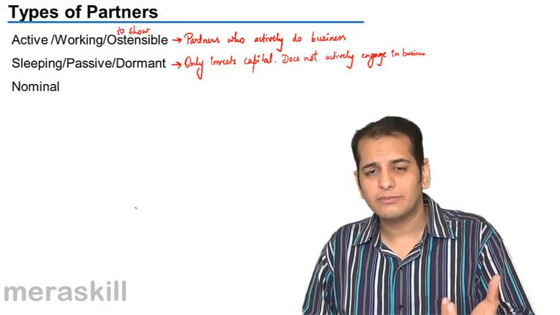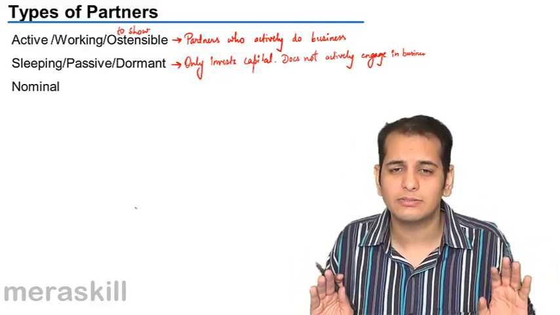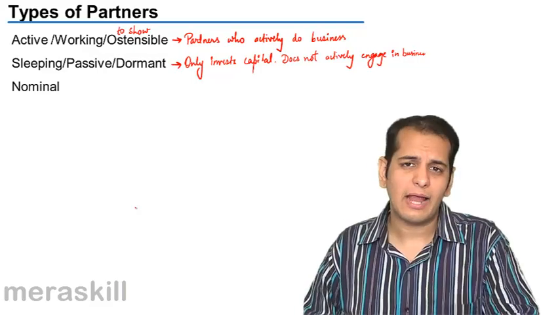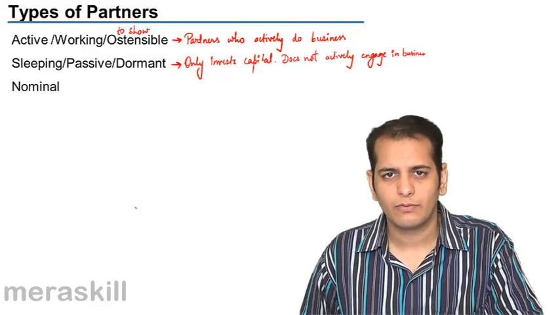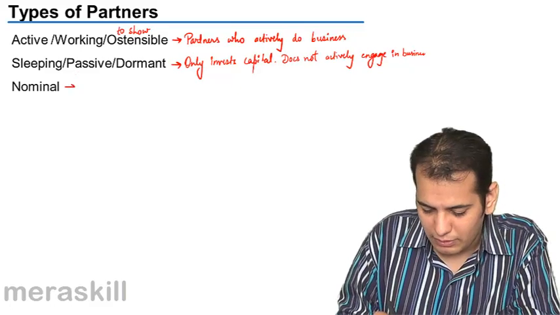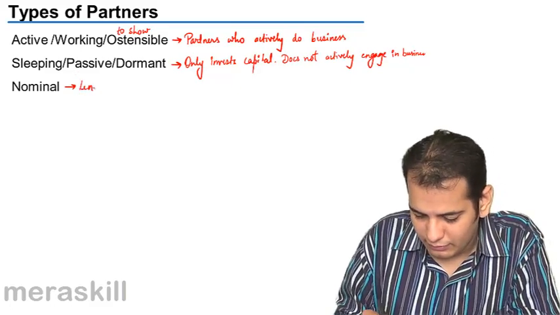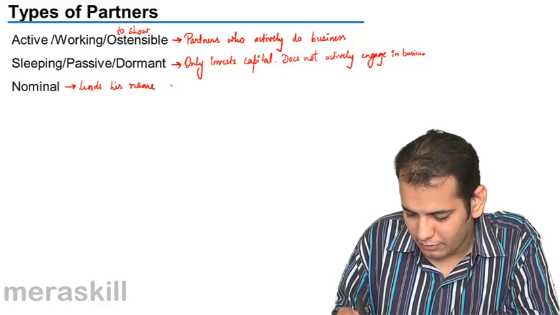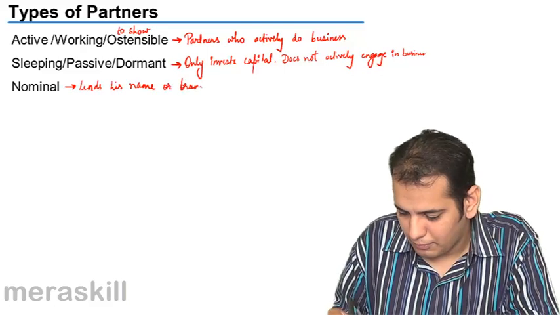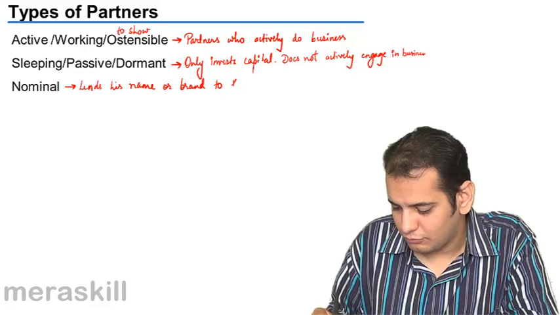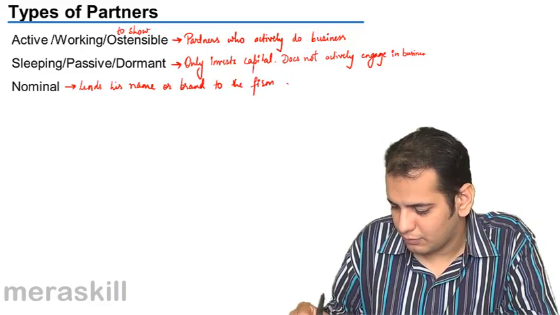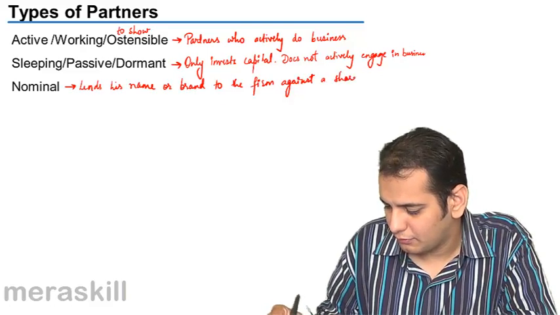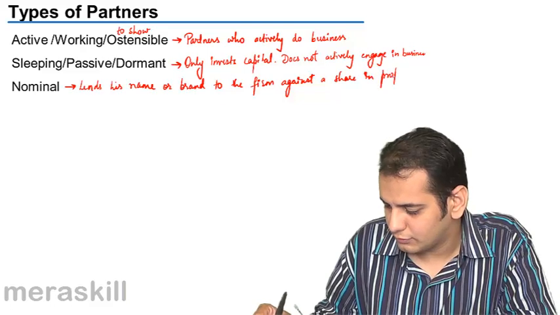So now that person only gives the brand, takes the profit. He does nothing else. He does not invest in the business, nor does he take part in the regular activities of the business. So there are only two things that a nominal partner does. He lends his name or brand to the firm against a share in profits.